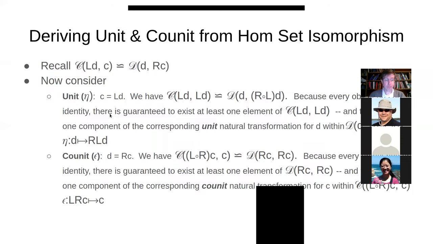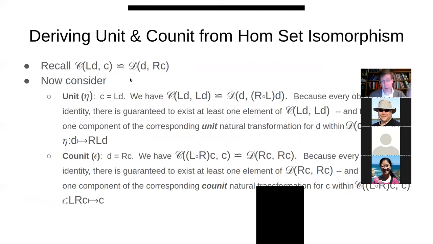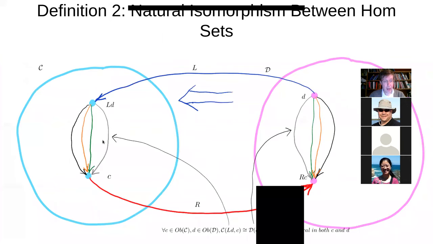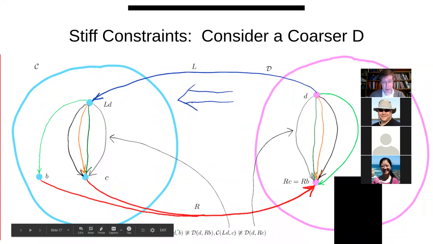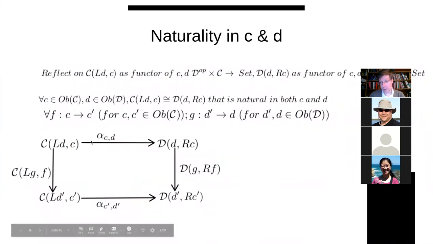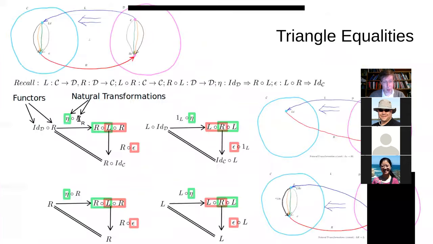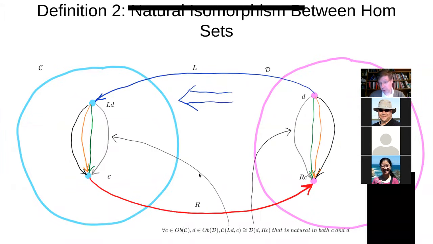Okay, so it turns out that what we saw in definition one with this unit and this co-unit ends up popping out of this foreign-looking definition as a condition. And in fact, the triangle equalities end up popping out from the naturality conditions associated with this, that it's natural in both C and D. So you end up having all the elements of definition one being specified by definition two. But I find definition two more helpful. It's harder to motivate up front that, oh, we can get this isomorphism between Hom sets.